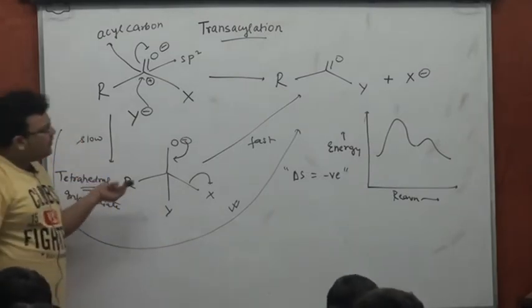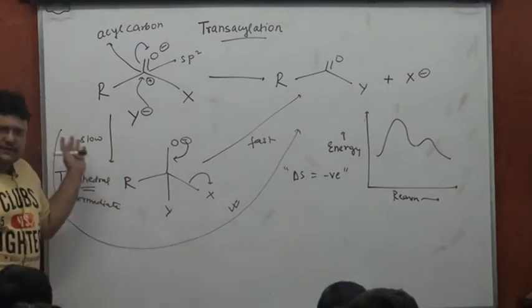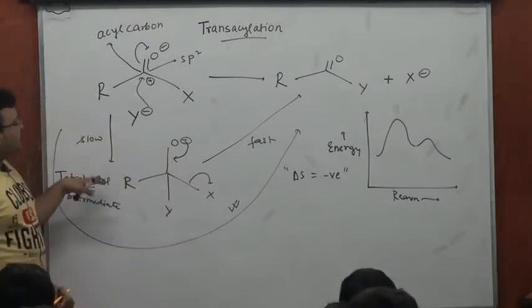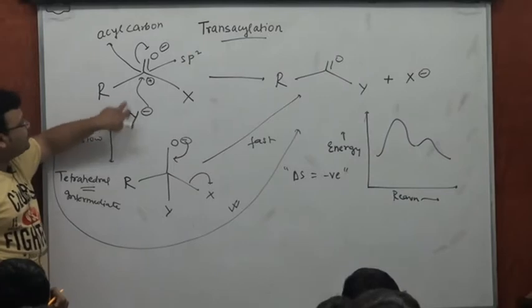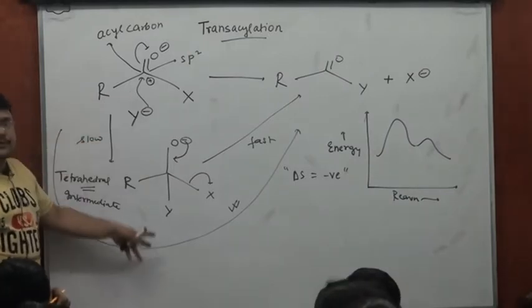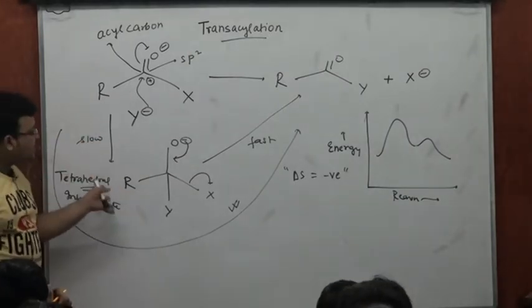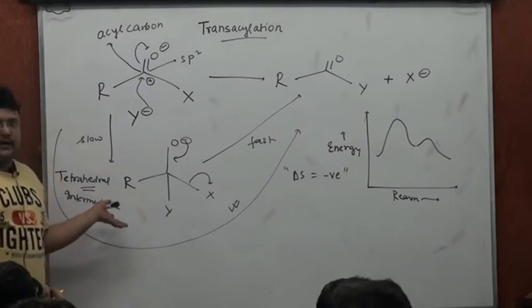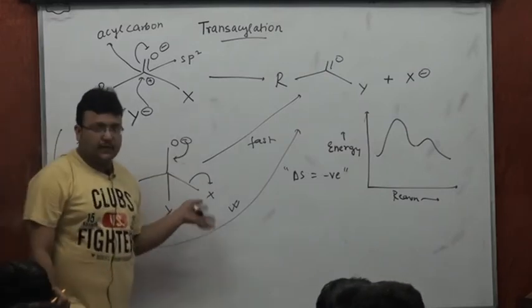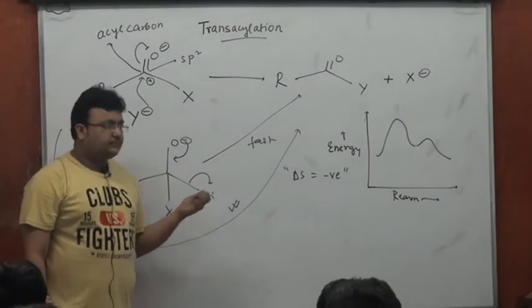So because the del S is found to be negative, this mechanism is further authenticated that certainly two particles are becoming one particle, and a slow step formation of tetrahedral intermediate is maturing to the final product. Yes or no?